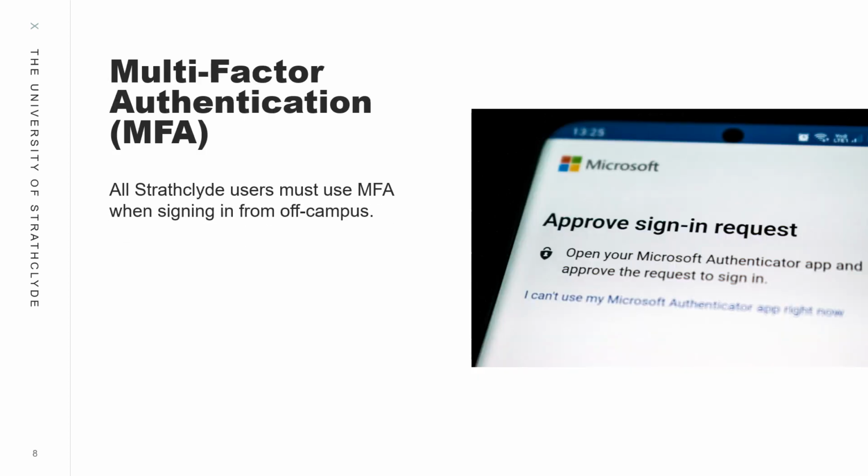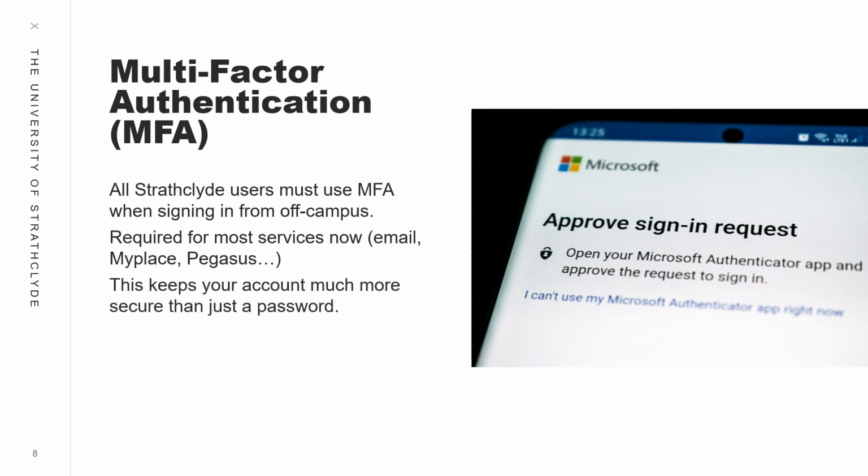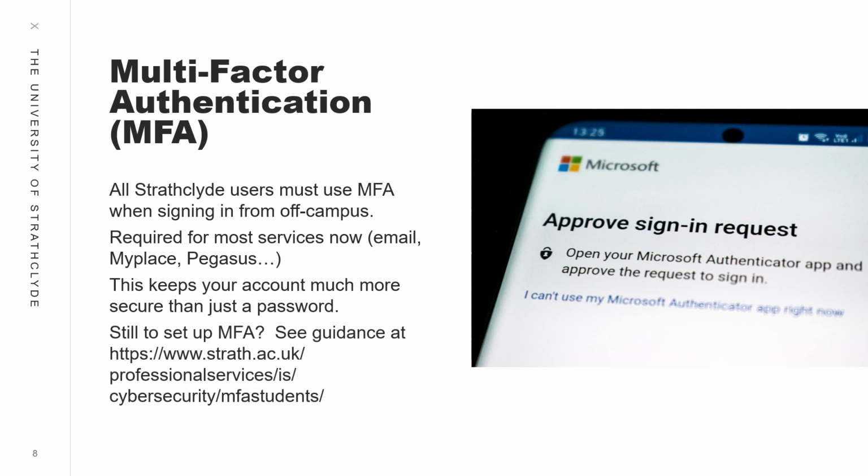All Strathclyde users must now use multi-factor authentication, or MFA, when signing in from off-campus. This is required for services including your Strathclyde email account, MyPlace, which is the main teaching platform, and Pegasus, which is the student admin platform. The reason we have this is it keeps your account far more secure than relying on just a password to protect it. If you already registered, you have set up MFA to access Pegasus, but if you still need to set it up, you can find guidance at that webpage there, or the link should be in the comments below.